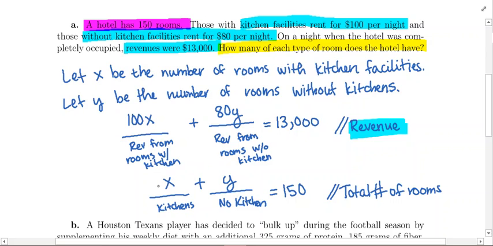So take the number of rooms with kitchens, that's X many, plus the number of rooms without kitchens, that's Y many. Add those up, it should be 150 rooms. So that's the second equation: X plus Y is equal to 150. That came from the purple information. That's it. We defined our variables and we set up the two equations.